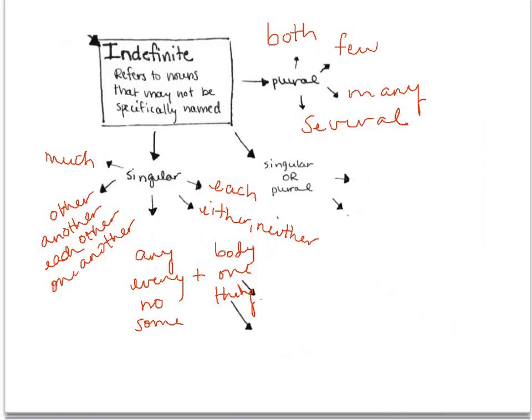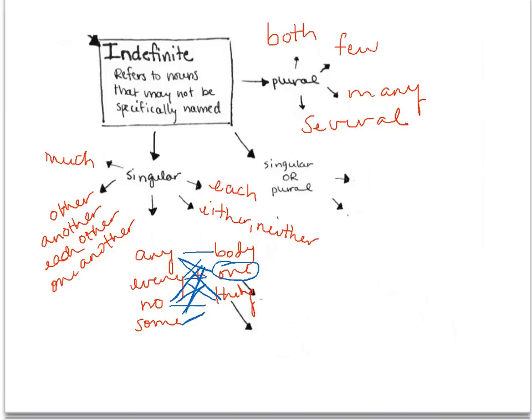So note that these words by themselves aren't necessarily going to be indefinite pronouns. It's that when we add them together, so anybody, anyone, anything, everybody, everyone, everything, nobody, no one, nothing, somebody, someone, something. The word one is also a singular indefinite pronoun.